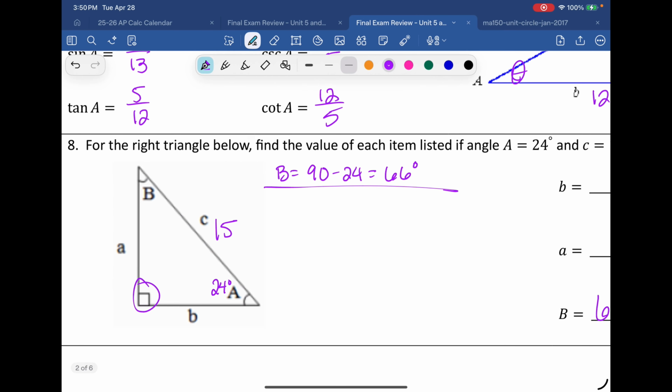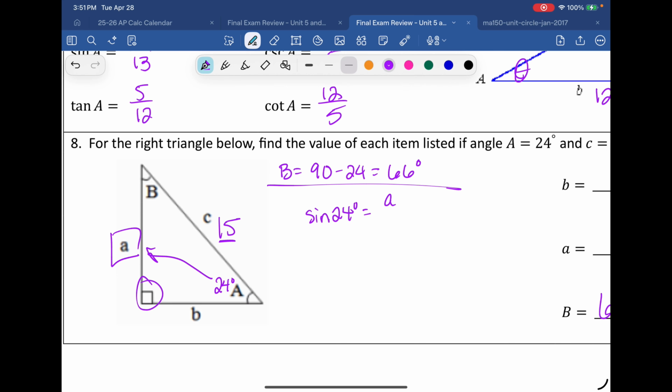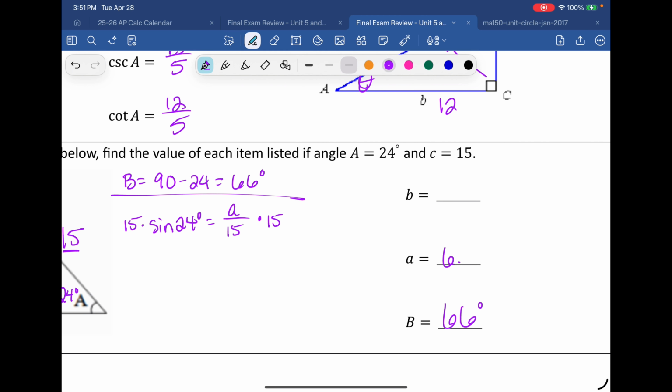I'm going to find side A first. It really doesn't matter which one you do first, I'm just choosing A. And that side is opposite the 24 degrees. I have the hypotenuse, so I've got sine, opposite over hypotenuse. So we're going to multiply both sides by 15. Make sure your calculator's in degrees, not radians. So this would be 6.101.